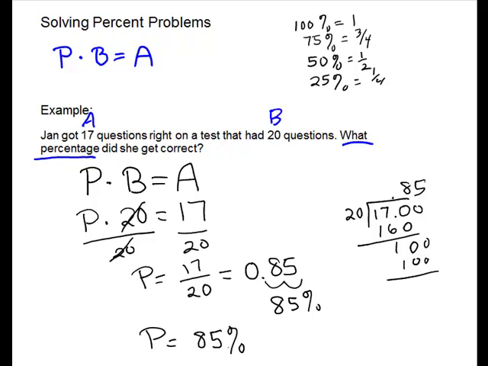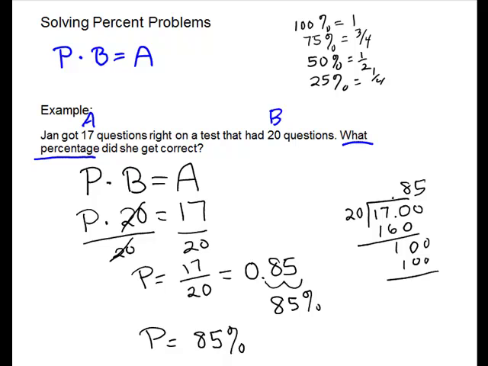Let's see if this is reasonable. So 85%, so more than 3/4. She had correct. Yes, 17 is more than 3/4 of 20. So very good. So our P equals 85%.